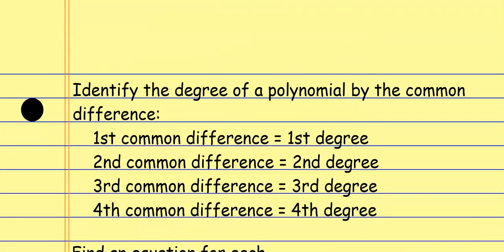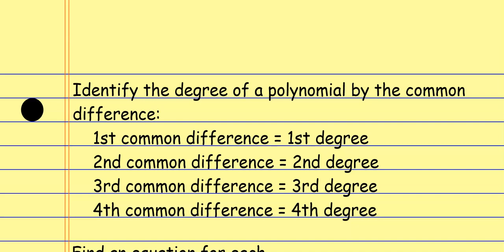So what we're going to do is identify the degree of the polynomial by looking at common differences. So here we're going to look at a table of values. And when I say a first common difference versus a second, third, or fourth common difference, that kind of stuff, I'm just looking at the pattern between the values. So normally when I look at the pattern, I see what am I adding each time to get from one y value to the next, okay?